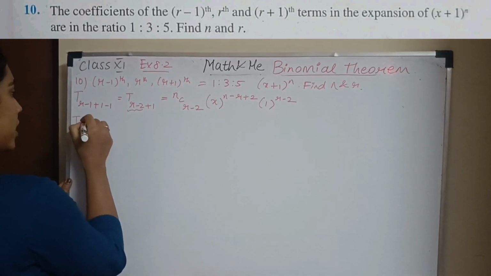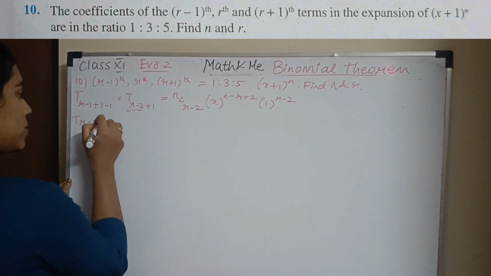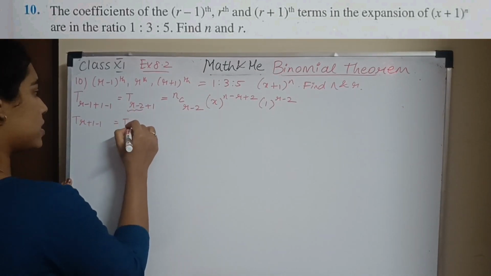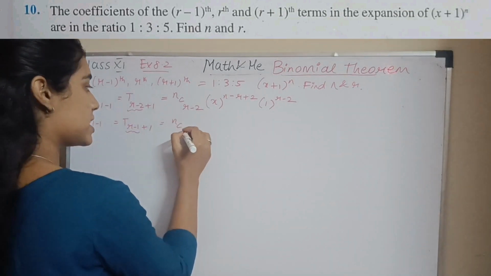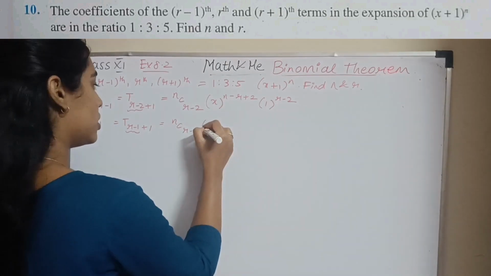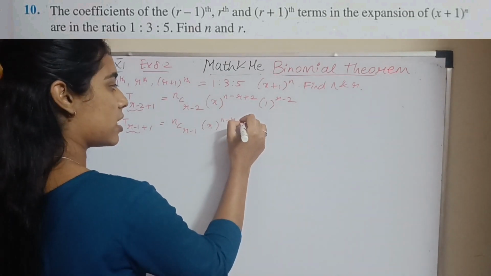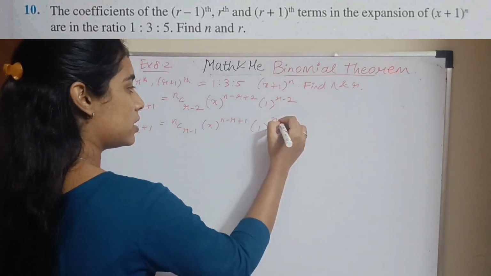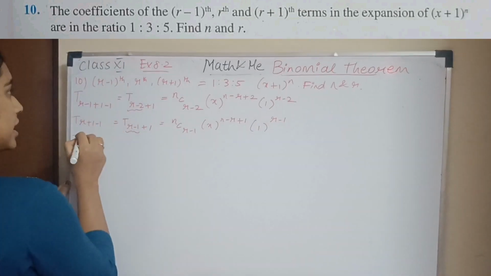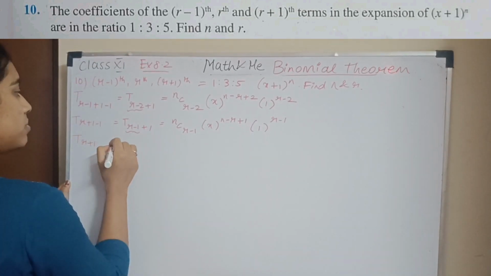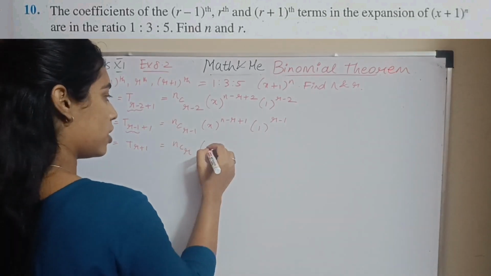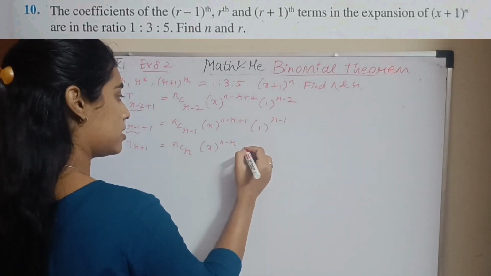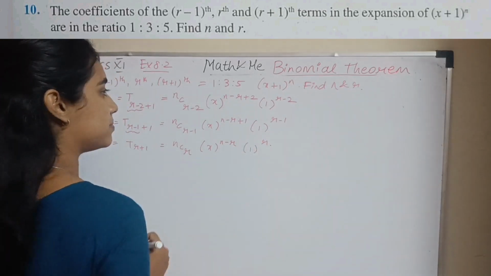What is my T of r? It is T of r minus 1 plus 1. So this is my r. So I have nCr minus 1 of x to the power n minus r plus 1, 1 to the power r minus 1. And I have the r plus 1th term, T of r plus 1 itself, which is nCr of x to the power n minus r times 1 to the power r.